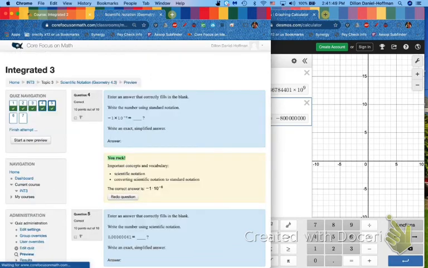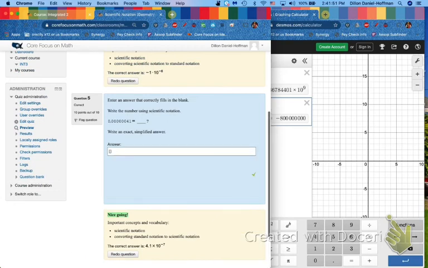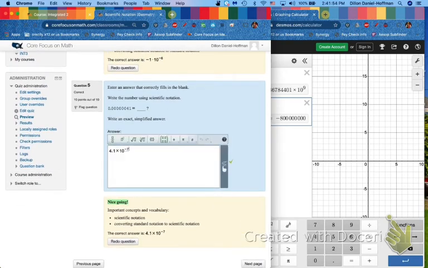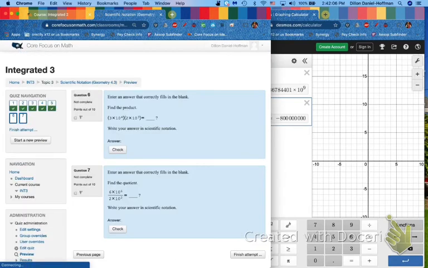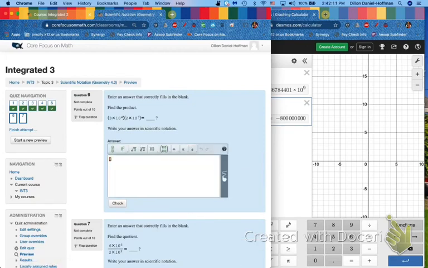So I've got 4.1 times 10 to the negative 7. You could also put 4.1e negative 7, like that. Totally your choice. All right, so that's writing and converting numbers in scientific notation from both standard form to scientific and scientific to standard form.